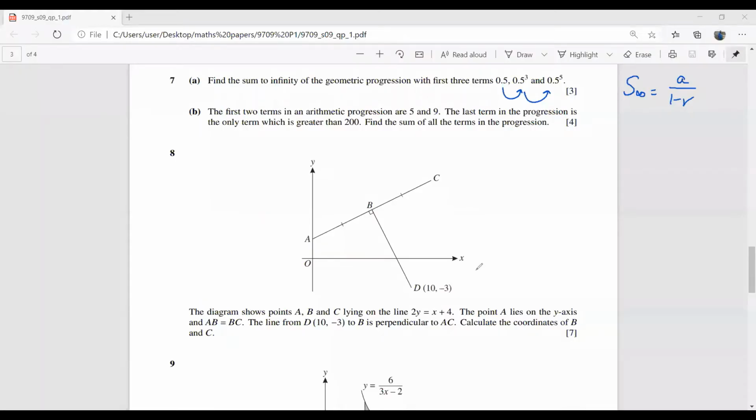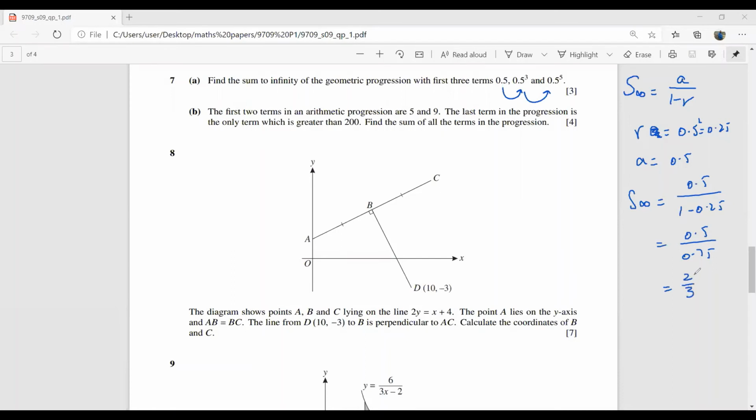In 7a, you have to find the sum to infinity. So here is a formula. You must know that your r is going to be 0.5 squared, which is going to be 0.25. Sorry, not a, this is your r, and your a is 0.5. So the sum to infinity is going to be 0.5 over 1 minus 0.25. This is 0.5 over 0.75. This is going to be 2 by 3.